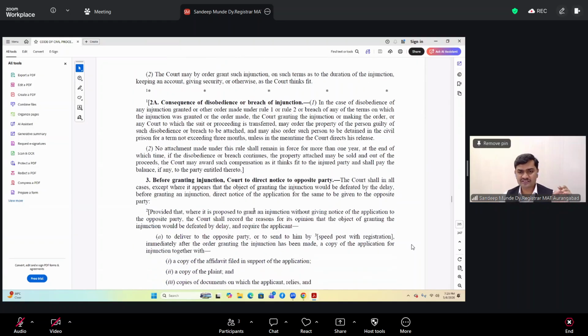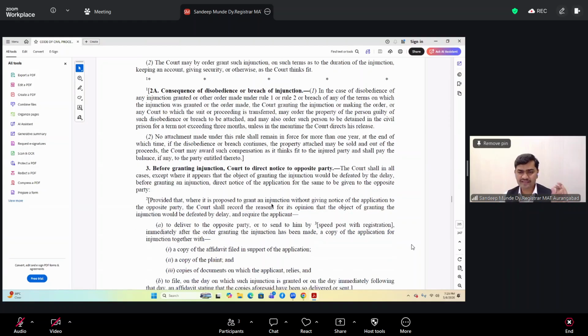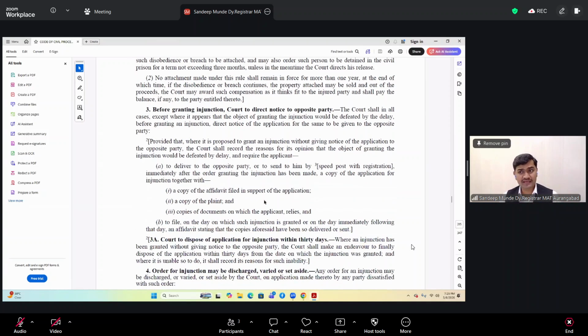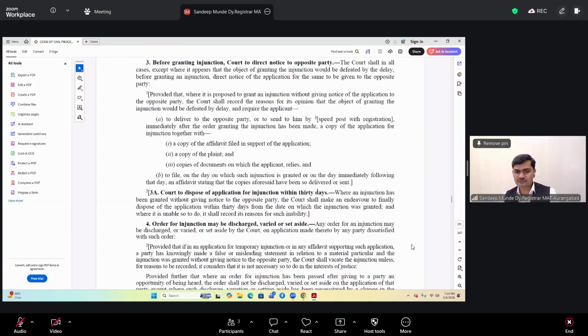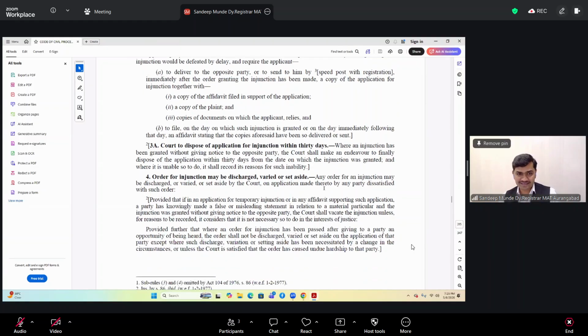Before granting an injunction, the court is to direct notice to the opposite party. The court shall look into the balance of convenience. The court shall hear both the parties, and thereafter the court shall grant the injunction. If the injunction has been granted ex parte, under 3A the court is to dispose of the application for injunction within 30 days.